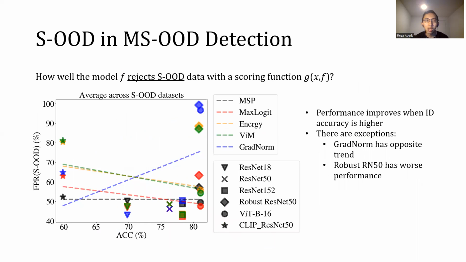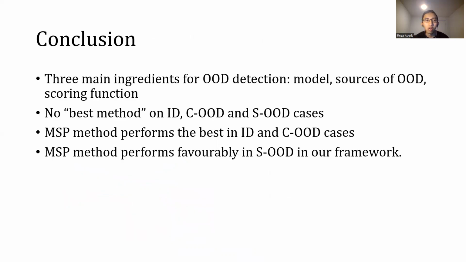And lastly, we also want to see how well the model performs at rejecting semantic shift data in our framework. We can also see that the performance improves when the ID accuracy is higher, with some exceptions. So we conclude that for OOD detection, there are three main ingredients to consider. The first one is the model, the second one is the sources of OOD, and the third is the scoring function. There is no best method that works in all of the scenarios, but we can also see that MSP performs the best in ID and COOD cases, and MSP performs favorably on semantic shift in our framework.